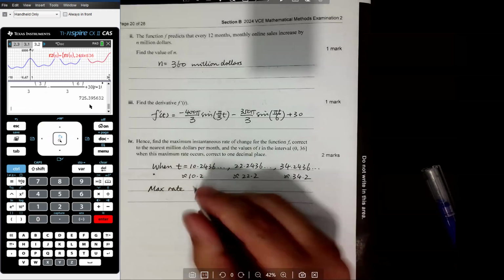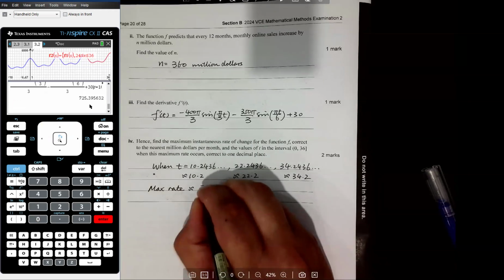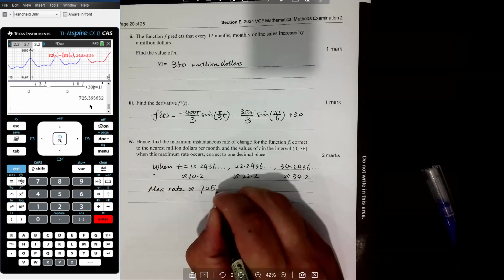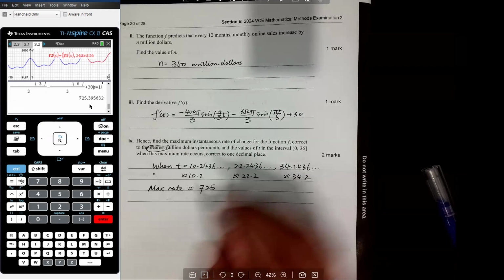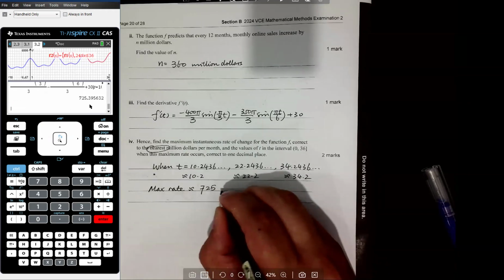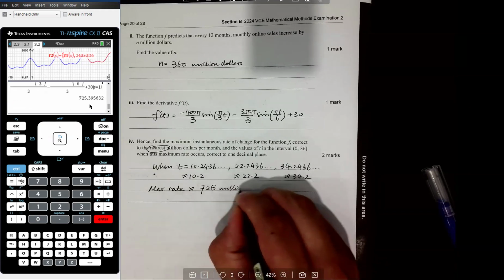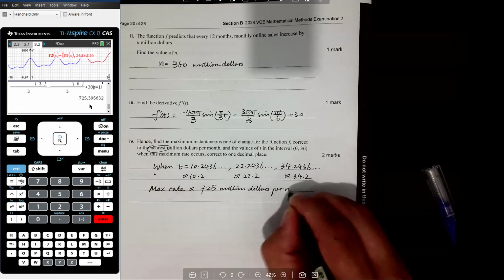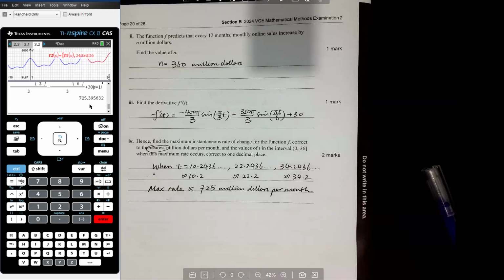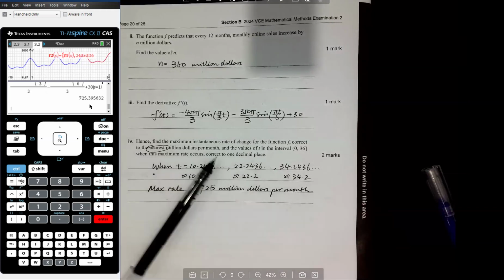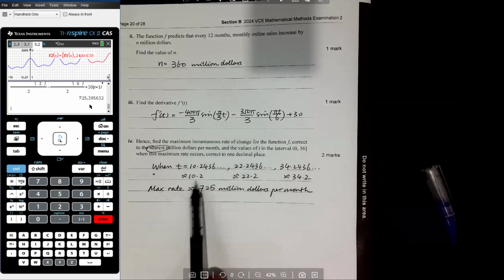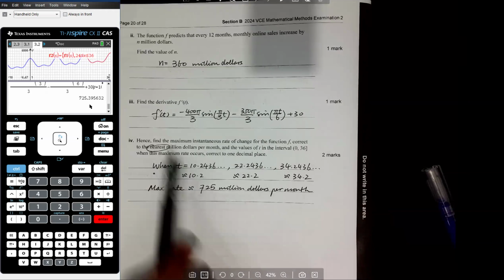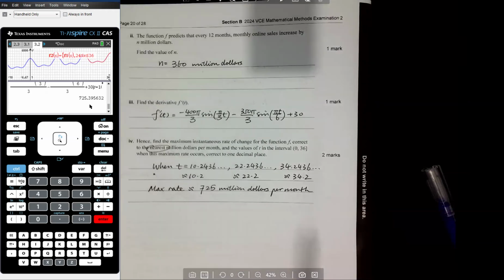Oh, its max rate is approximately 725, nearest $1 million per month. Yep, that should be the correct answer. The 3 t values between 0 and 36 and the maximum rate itself. Okay, so that's question 3.